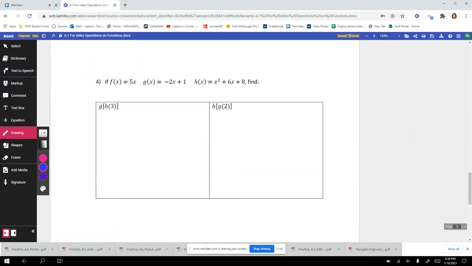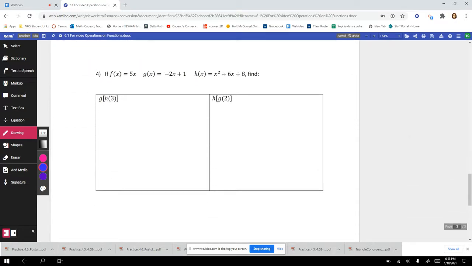Okay, the last example we have today, again, looking a little bit different. This time we're given f of x, g of x, and h of x. And again, with these, we always like to work inside out in math. So the first thing I'm going to do is find h of 3. Anywhere I see an x, I'm going to substitute in a 3. Now with these, if you want to use your calculator, that gives me 9 plus 18 plus 8. So my h of 3 is equal to 35.